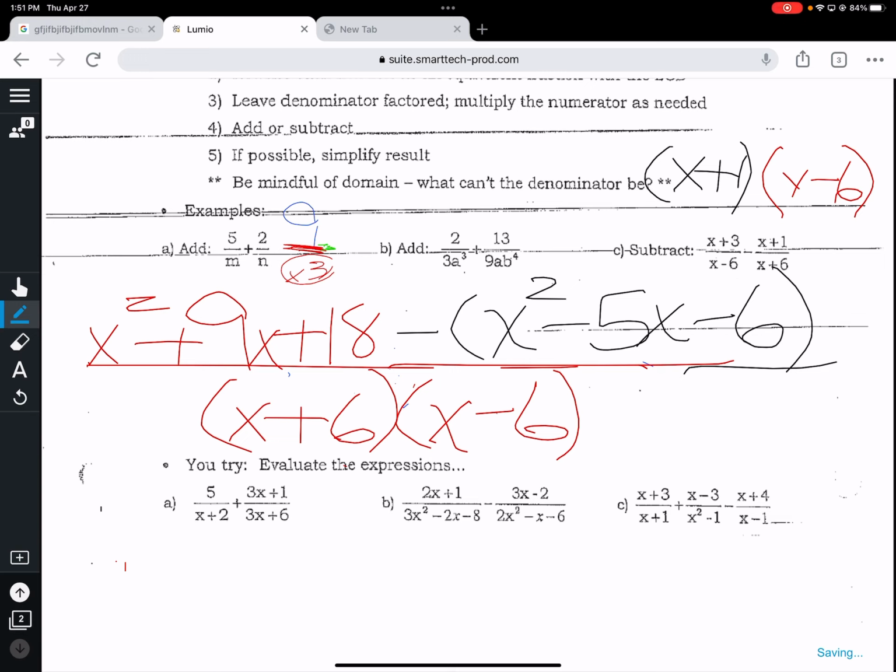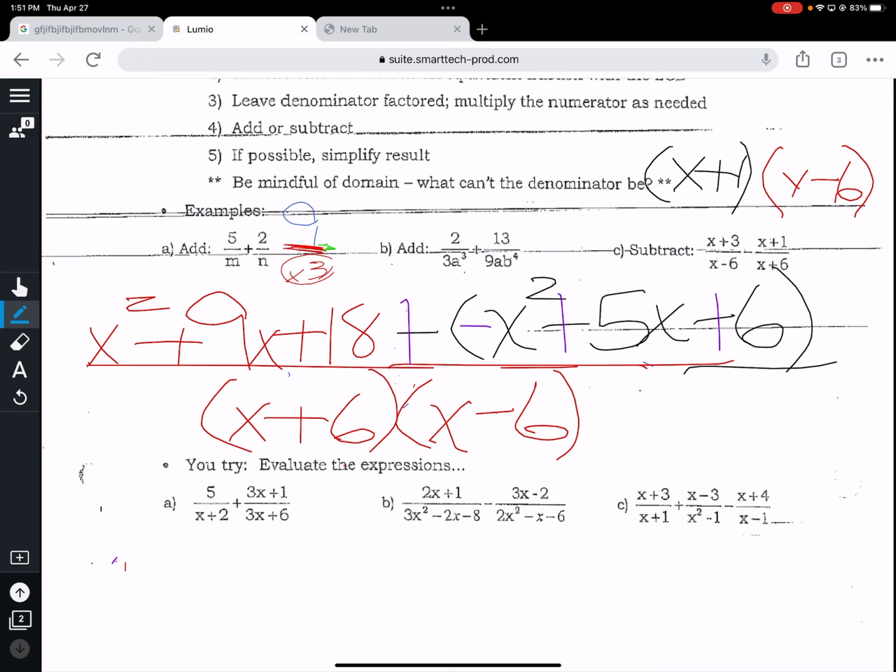Are you good with what we've done thus far? Now do we have to change? Then we need to change the signs inside of the whole thing. So let me change my color. It becomes negative x squared plus 5x plus 6. Good? Do you see why we did and what we've done?